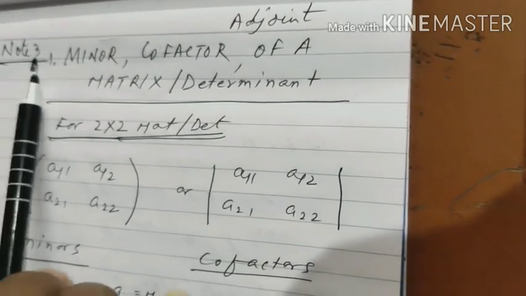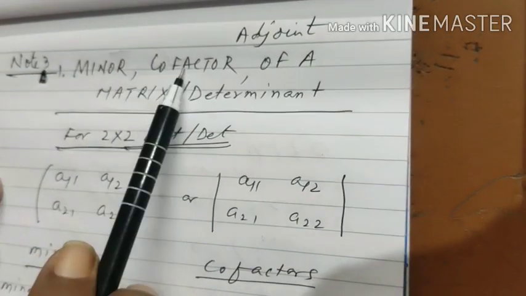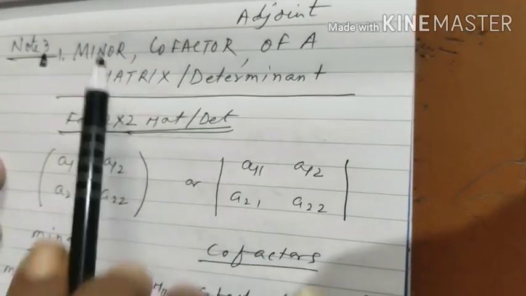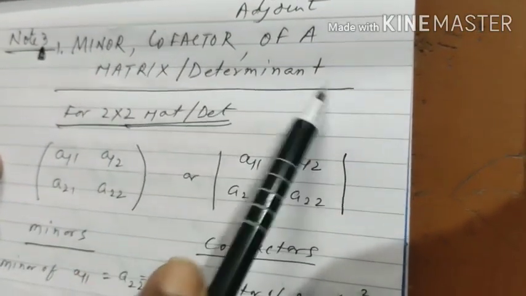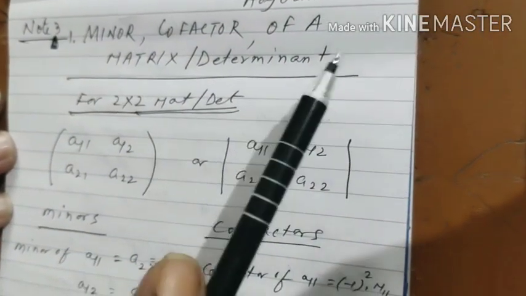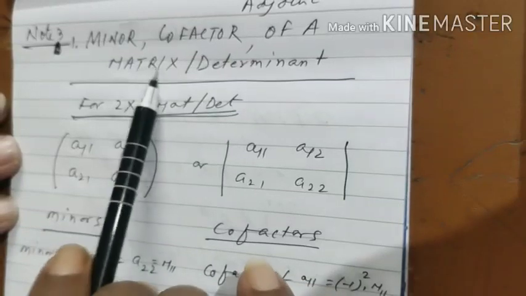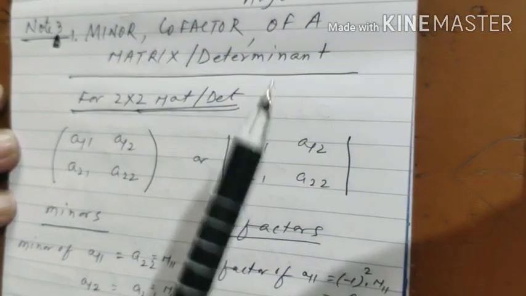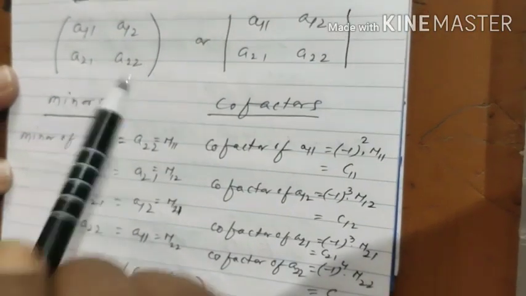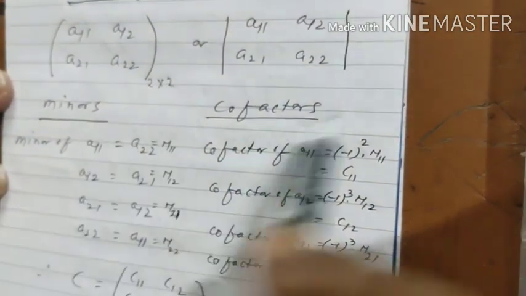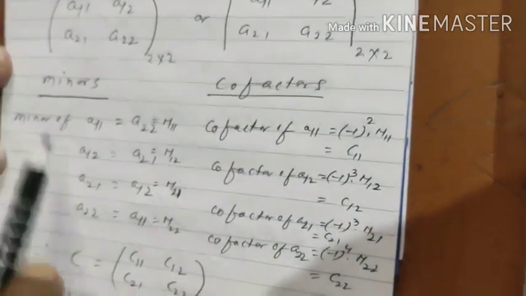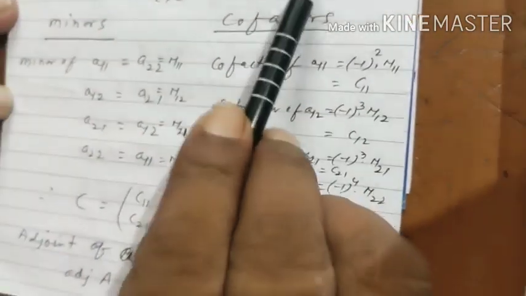Next one, note 3: minor, cofactor, adjoint of a matrix or determinant. Minor of a matrix and minor of a determinant are the same. Cofactor of a matrix and cofactor of a determinant are the same. And adjoint of a matrix and adjoint of a determinant have the same theory, same answer. If a matrix is 2 by 2, or the determinant is 2 by 2, the minor for that matrix and the minor for that determinant are the same.